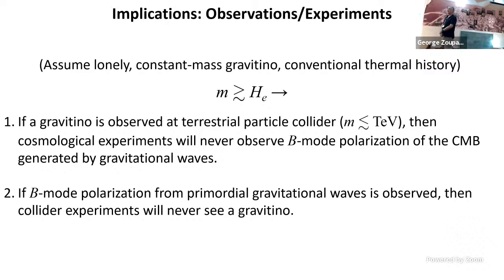This implies two things. One, if a gravitino is observed at a terrestrial particle collider with a mass smaller than a TeV, then cosmological experiments will never observe B-mode polarization of the CMB generated by gravitational waves, because H_E has to be smaller than the mass. If you see a gravitino at a terrestrial particle collider, then the expansion rate during inflation must be smaller than the mass, and smaller than a TeV would be pretty hard to arrange. On the other hand, if B-mode polarization from primordial gravitational waves is observed, then collider experiments will never see a gravitino. So with this assumption of a locally constant mass gravitino in conventional thermal history, it has an impact on observation and experiment.